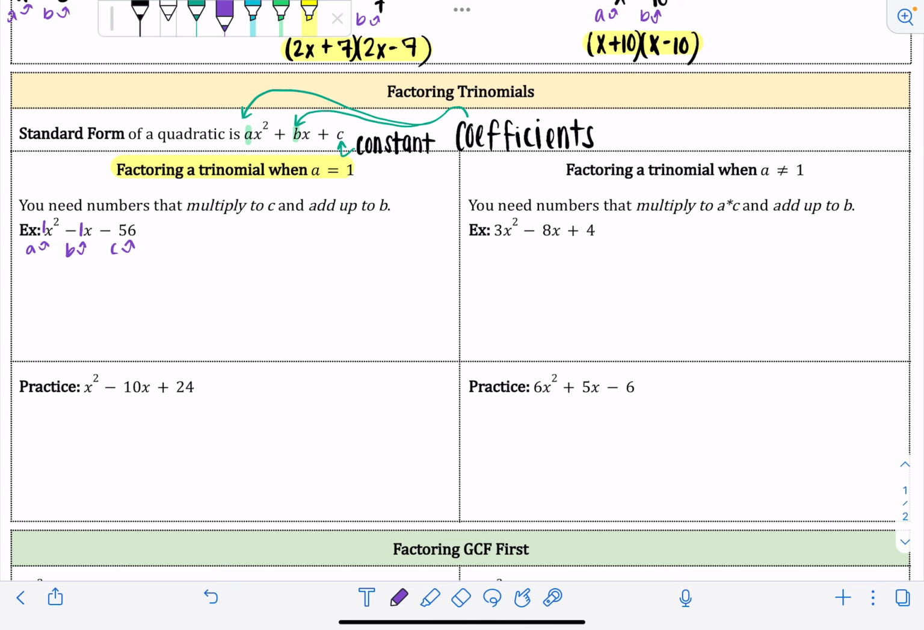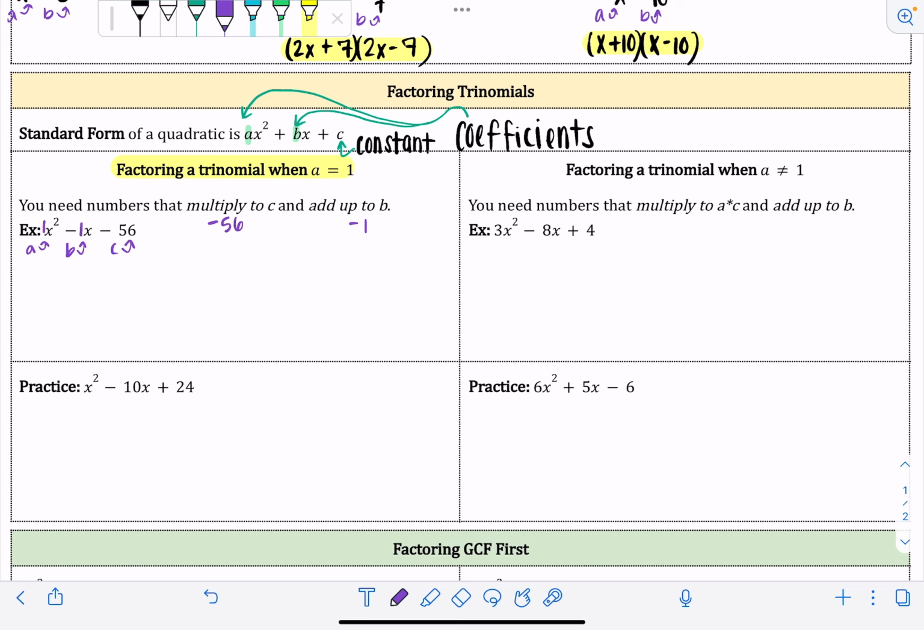So it says we need numbers that multiply to c, which is negative 56, and then add up to b, which is negative 1. So if they're multiplying to a negative number, one would have to be positive and one would have to be negative, right? So if we did a negative times a negative, that would become positive.